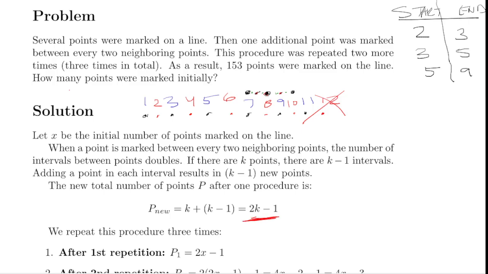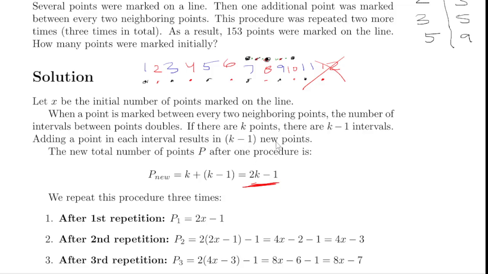So this is the formula, basically. And you can look at this explanation, but this covers it. So if there's k points, there's k minus 1 intervals that we're going to be putting the points in. So therefore, there's k minus 1 new points. And so we started with k points. There's k minus 1 new points that we added. So together, it's going to make 2k minus 1 points.